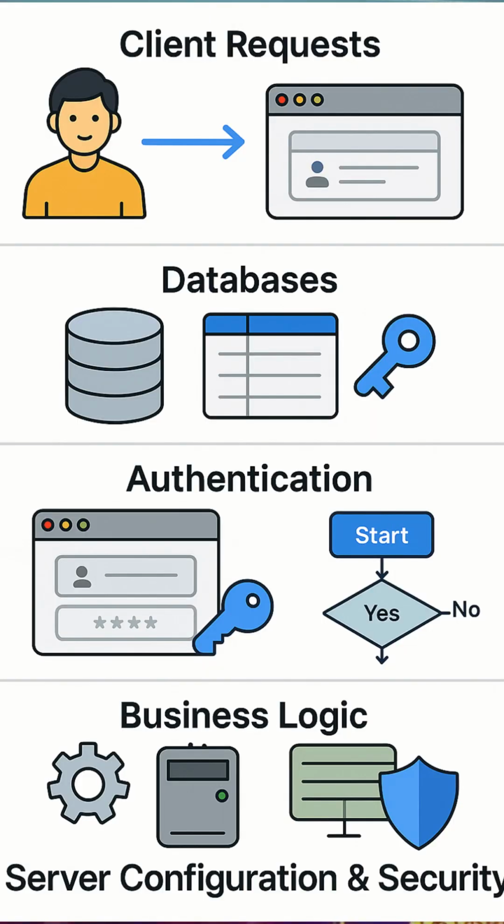Function number 4 is what we call business logic. It handles business logic. It applies rules like a user can only submit once a day. So such are business logic. It also helps in server configuration and security. That is, it keeps data secured and keeps the server running smoothly.